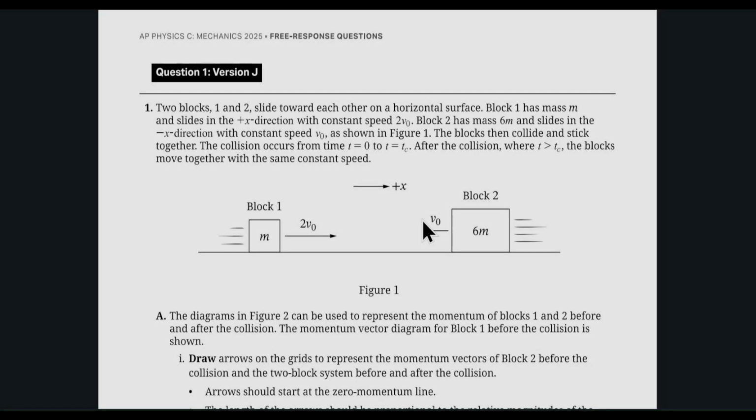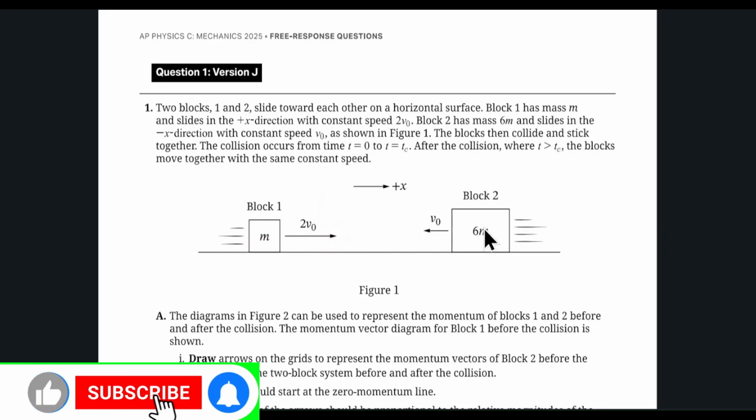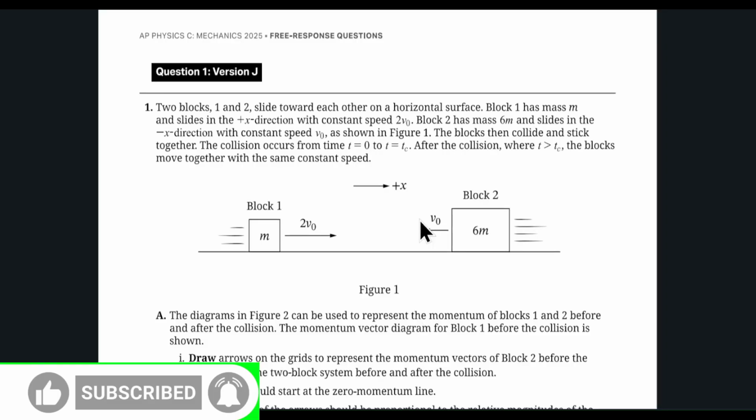Talking about FRQ number 1 of AP Physics 1 Mechanics 2025, this is version J. It's given that two blocks, 1 and 2, slide toward each other on a horizontal surface. Here we have 2m, V0 going to the right. Here we have 6m, V0 going to the left.